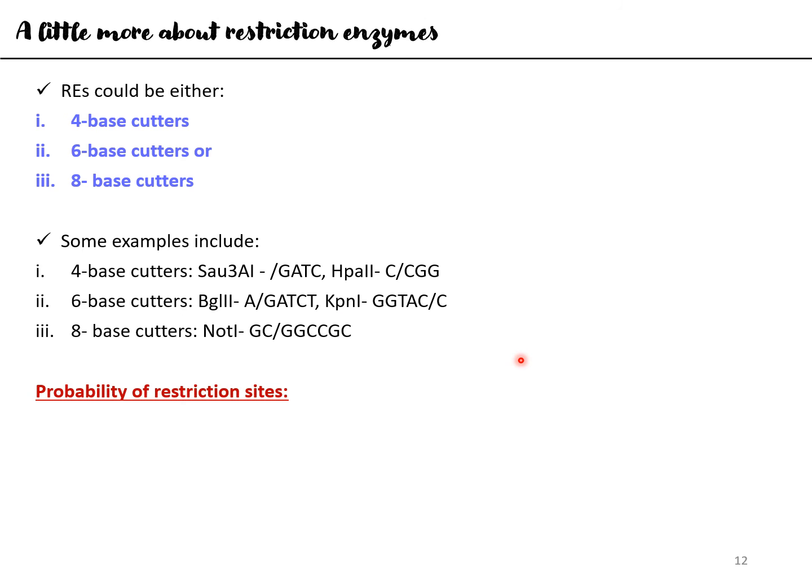So what is the probability of the existence of a restriction site? If we assume to begin with that the G plus C content is exactly 50%, then for a 4-base cutter, the probability of a restriction site existing is 4 to the power 4. That is, after every 256 base pairs, you can have a restriction site. But that is again just the mathematical probability. So why is it 4 raised to the power 4? That is because there are only 4 different nucleotides, A, T, G and C.